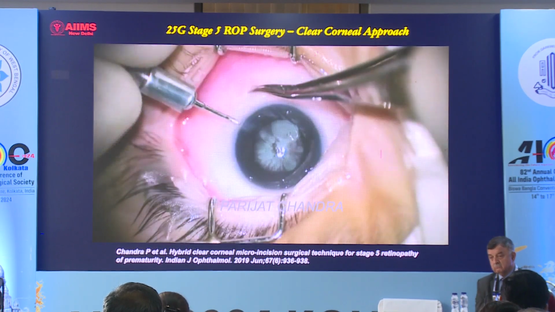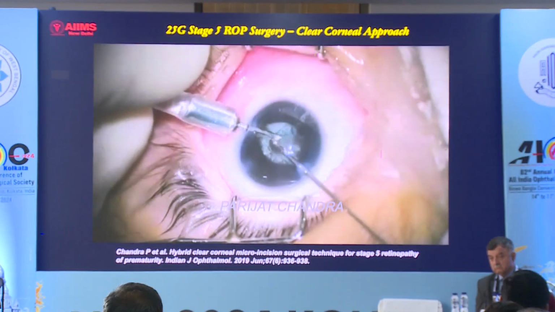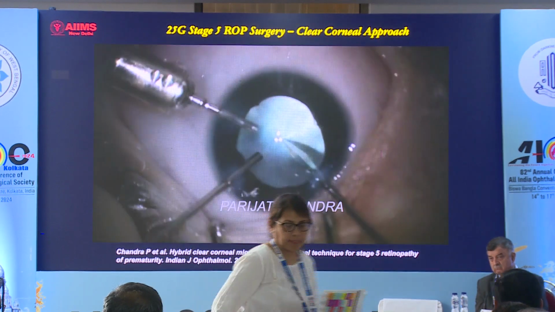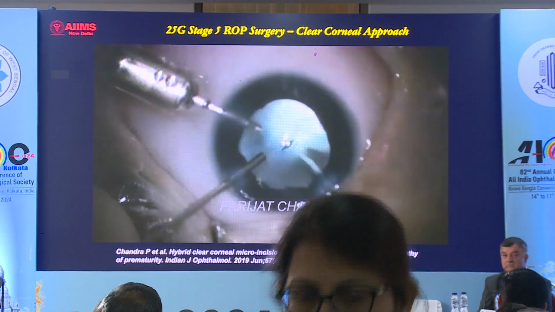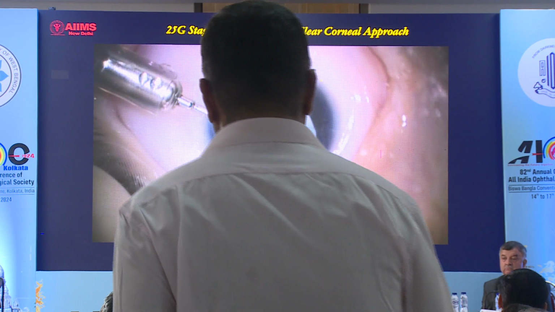This 23G MVR is going in, through which 25G instruments go in through a clear corneal approach. And now we're going to do lensectomy here so that all this can be relieved. This is the retinal membrane. You go in an area where the retina is not attached. You can go ahead, continue to dissect, create bigger and bigger openings there.